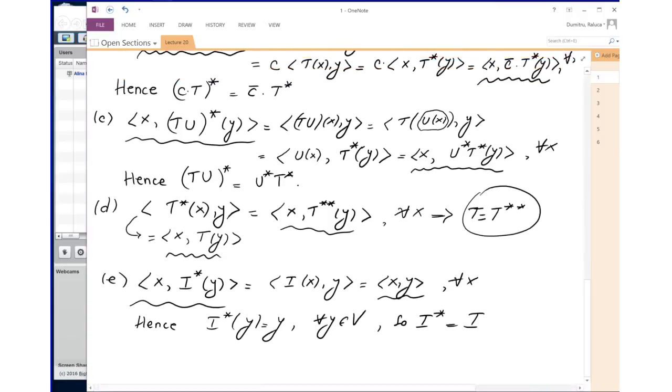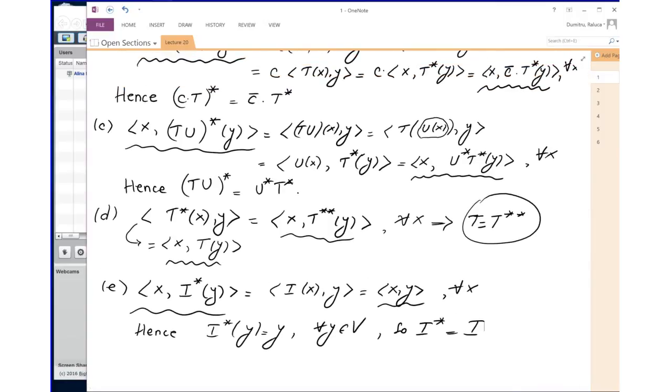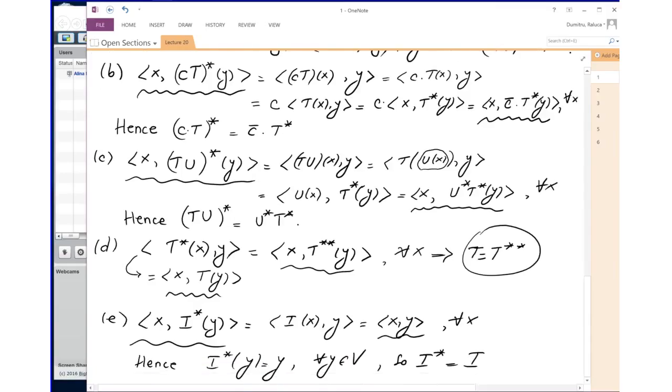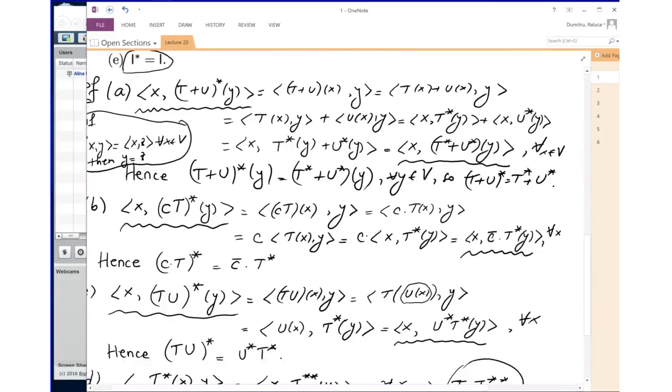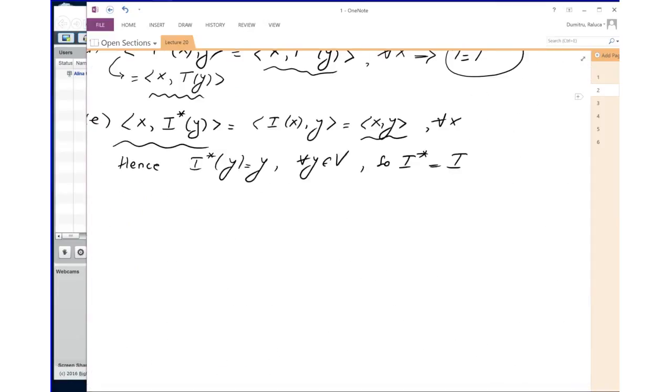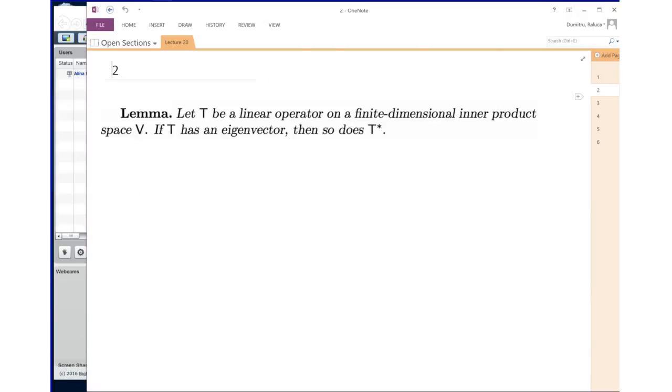All right, so this is the end of 6.3. We'll move on. This is supposed to be the beginning of 6.4. It's called normal and self-adjoint operators.